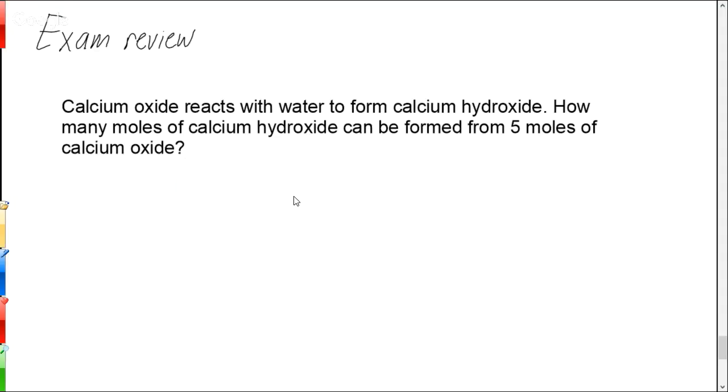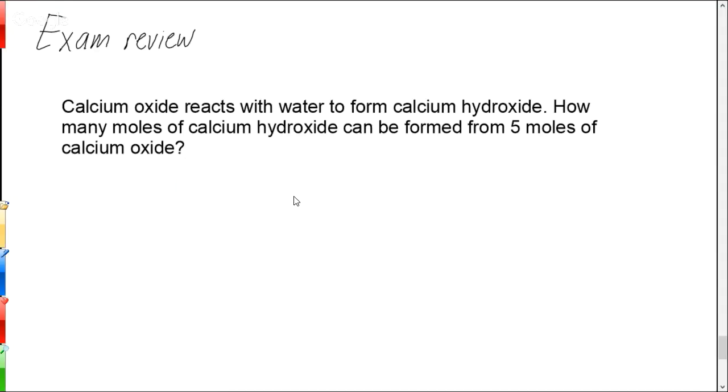All right, so here's your question, and I want you to work on it for a little bit, and then we'll look at it together. Calcium oxide reacts with water to form calcium hydroxide. How many moles of calcium hydroxide can be formed from 5 moles of calcium oxide? So there's a lot of stuff going on here. Let's take it apart a little bit first, and then you can give it a try.